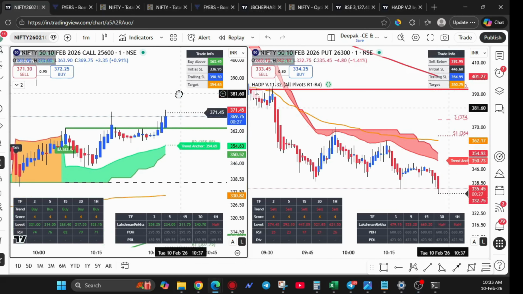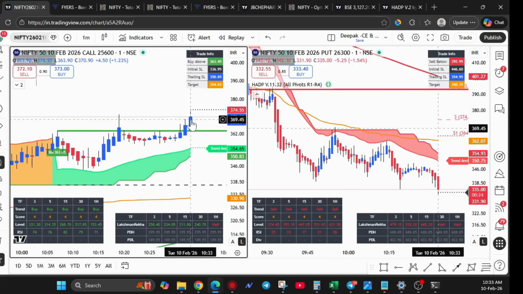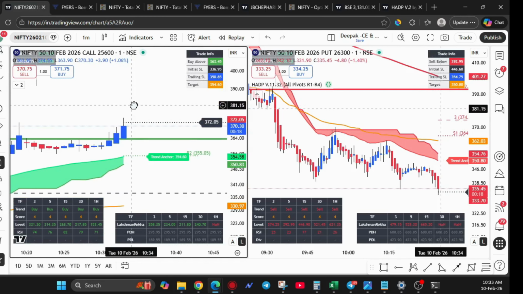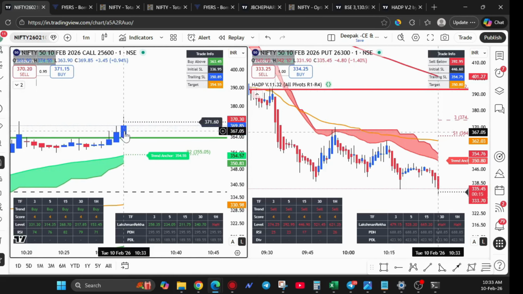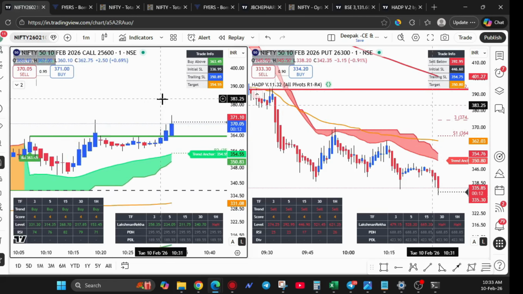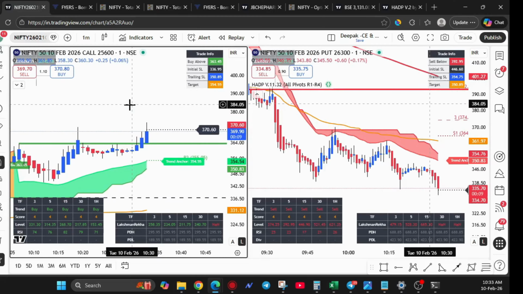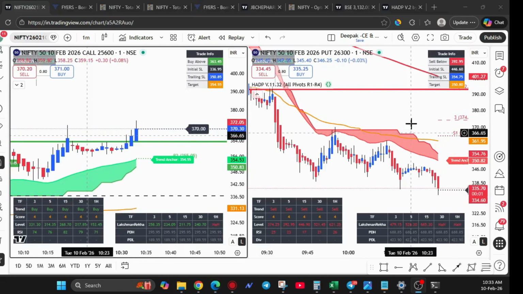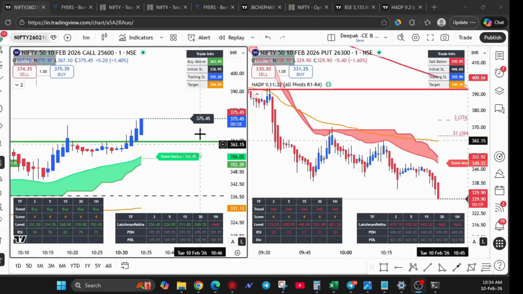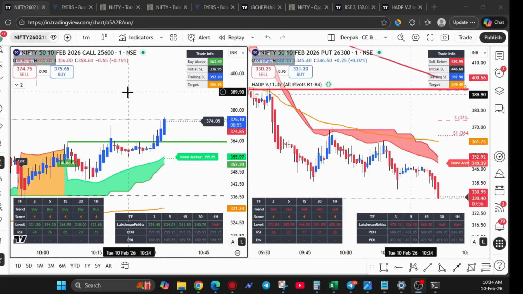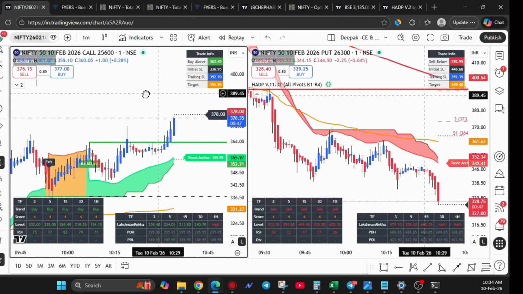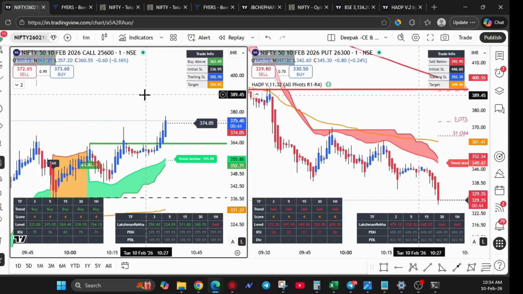So it has given us those 12 points already, 363.45 to 374.55 is the high, right? So that 11 points, 12 points is already done. Let us see what it does. Put side, the fall continues. So now it is 375 on the call. 12 points given already on a 1 minute candle. Let's see. 378 now. 15 points done.